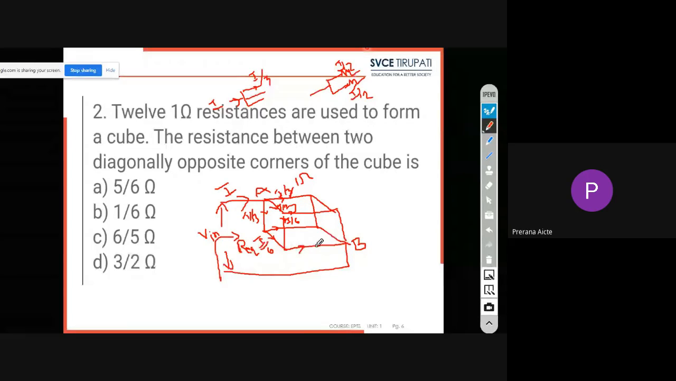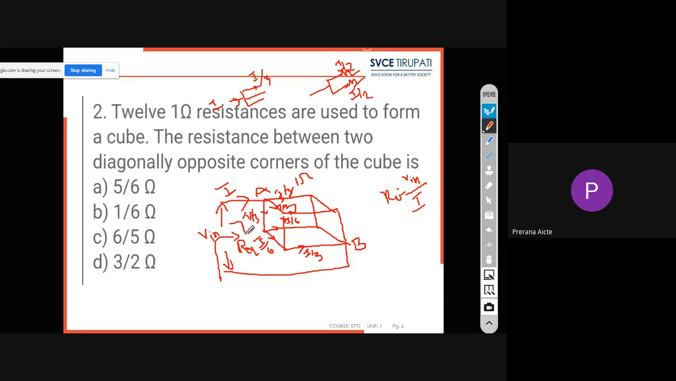So apply KCL at this point. The sum of entering currents equals the sum of leaving currents. It is getting current I by 6, and it is also getting I by 6. What is this value now? I by 3. Why am I taking these branch currents? The total resistance is nothing but the input voltage by the input current. Yes or no? The equivalent resistance is determined from the total voltage and the current leaving. That is why I am finding these branch currents.